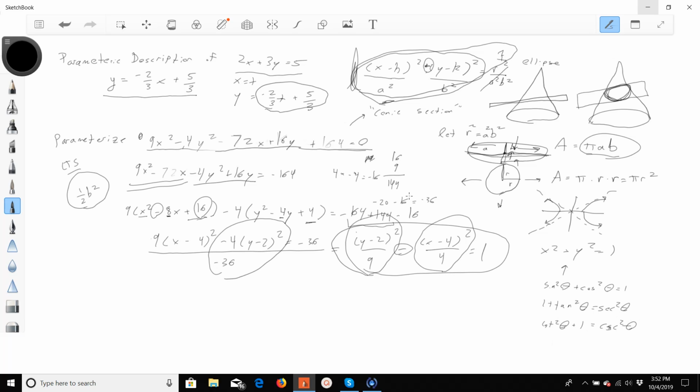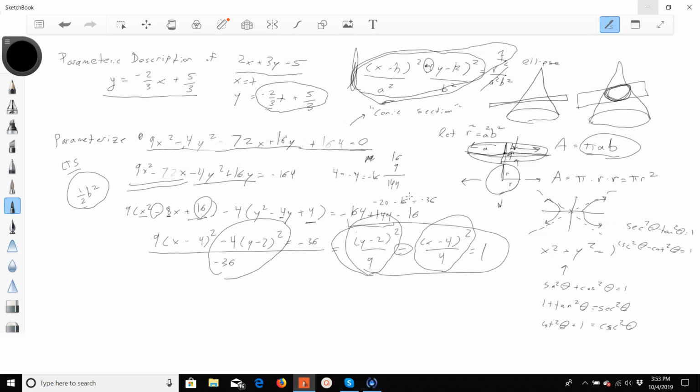Now what do I want to do? Well, you could actually use both. See, I want to solve these for 1. In other words, I want to make it either secant squared theta minus tangent squared theta is equal to 1, or cosecant squared theta minus cotangent squared theta is equal to 1.